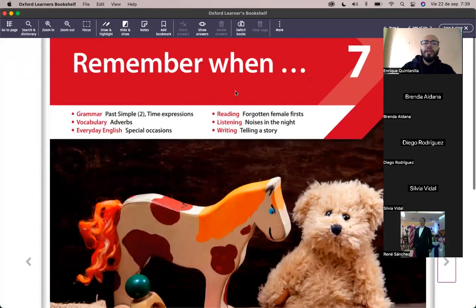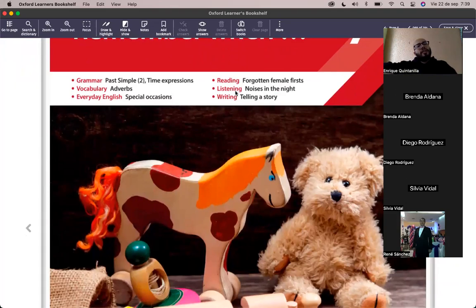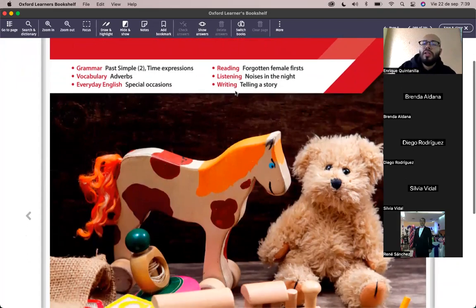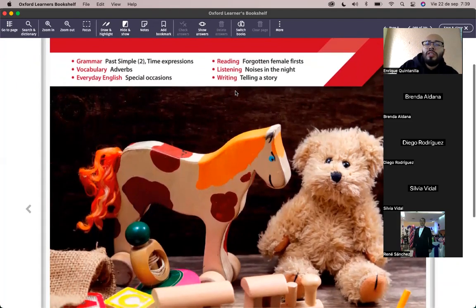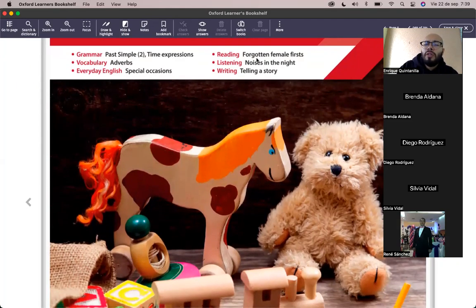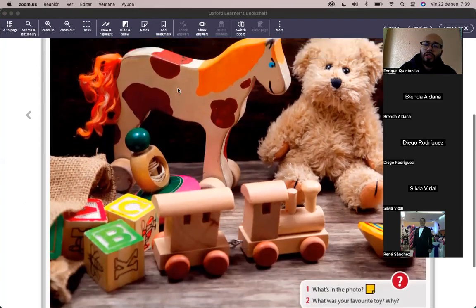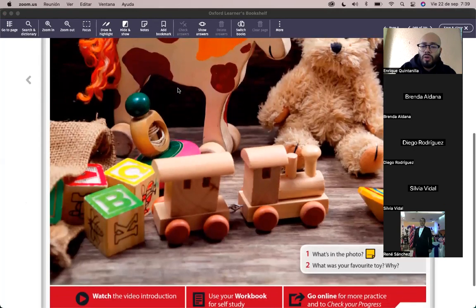¿Vale? Okay, so we're just gonna check the beginning of the cover of Unit 7. So in this cover, we continue talking about past simple. Past simple, time expressions. There is a reading, Forgotten Female Firsts, noises in the night. It's a listening, writing, telling a story. And everyday English, a special occasion. So look at the photo.